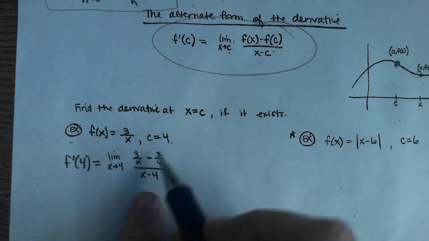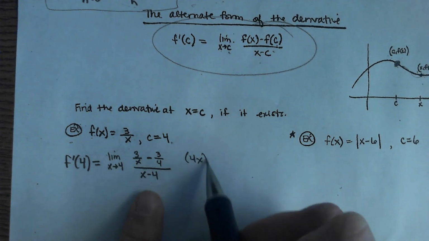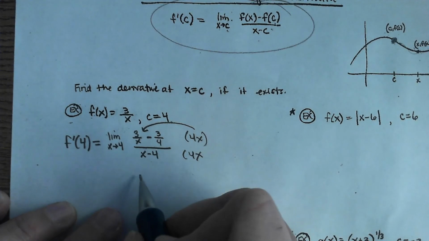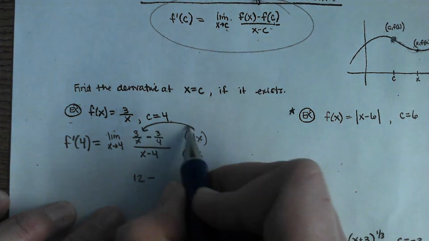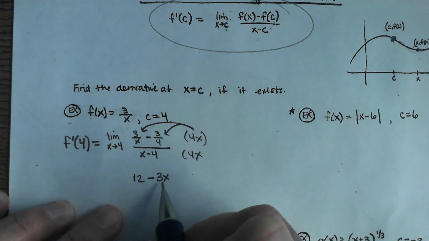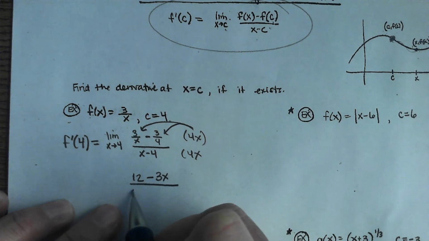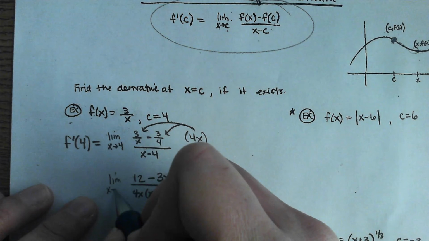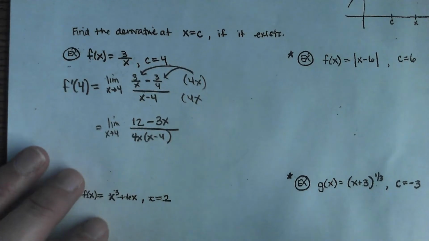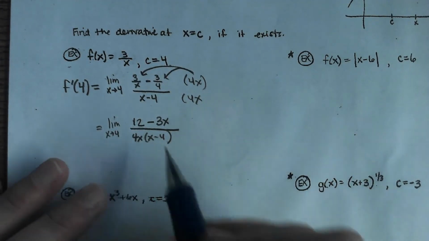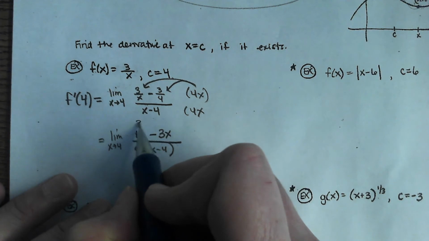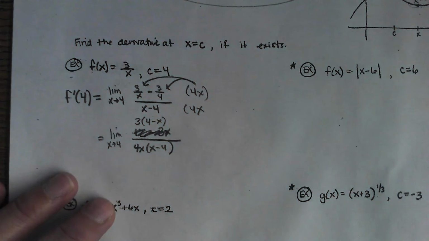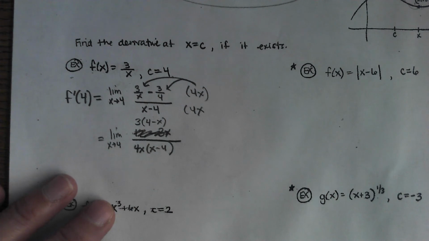So we're just going to clear complex fractions by multiplying by 4x over 4x. When I distribute in my numerator, I'm going to get 12 minus 3x over 4x, x minus 4. And again, that limit as x approaches 4 is still out in front. And then factoring and canceling is going to help me out here. I can pull out a 3 from the numerator, and I'm left with a 4 minus x. And then what cancels, sort of, kind of?